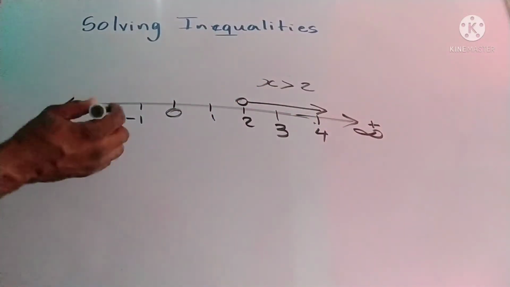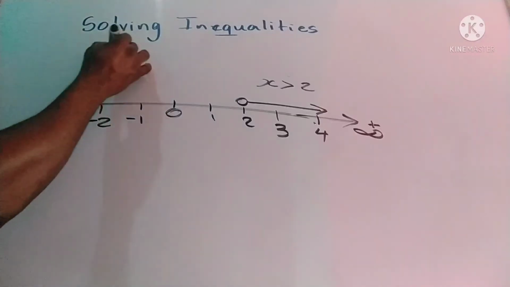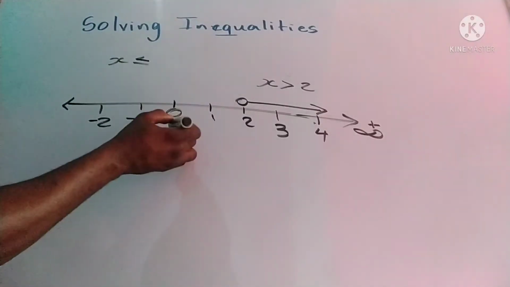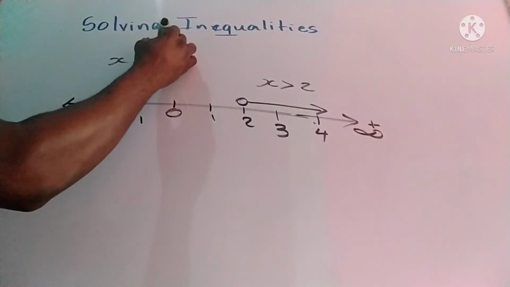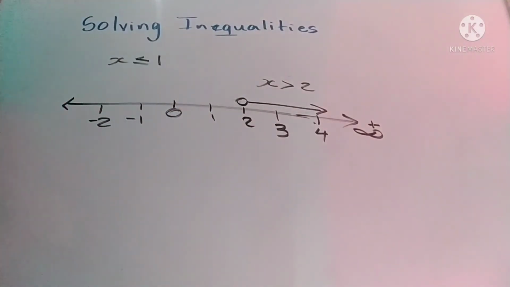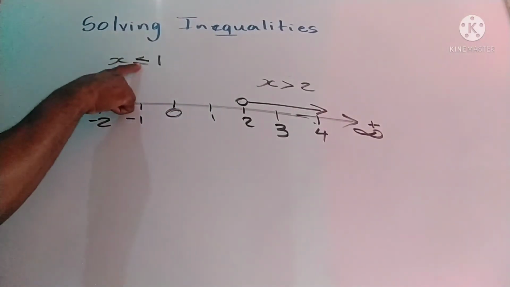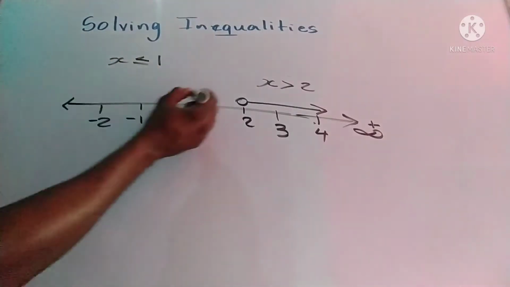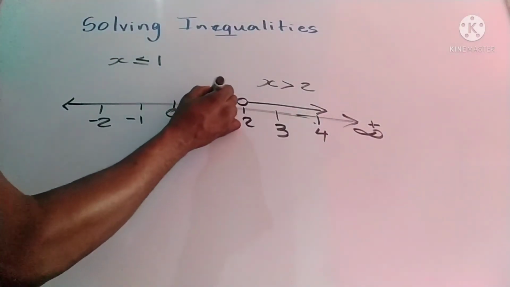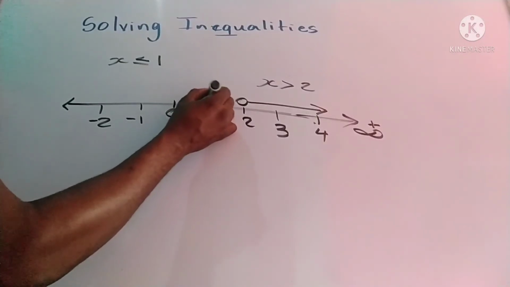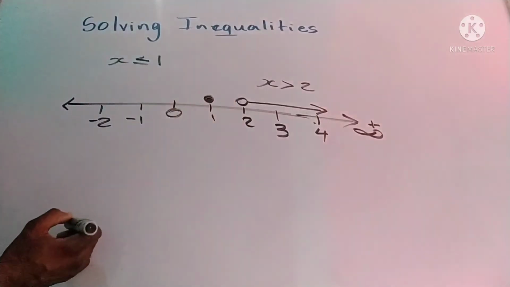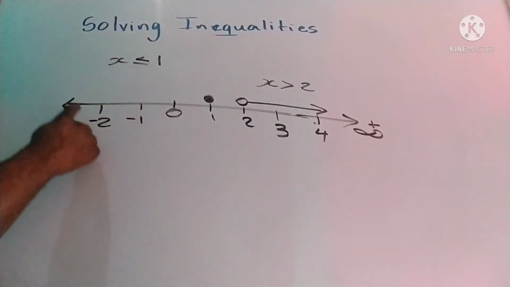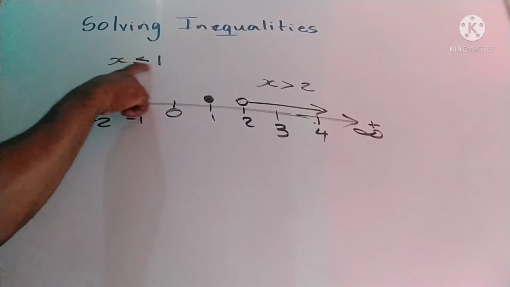Now, what if we want to look at a case like this? Maybe we have x is, let me use less than or equal to, say, 1. In this case, we are realizing that 1 is a part of our solution. It's less than or equal to 1. We're not going to have an open circle. We are going to close our circle by shading. So that's the difference. We shade and then we point into the direction. X is less than or equal to 1.